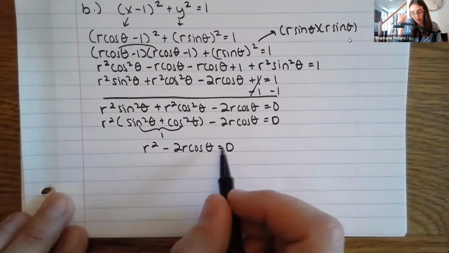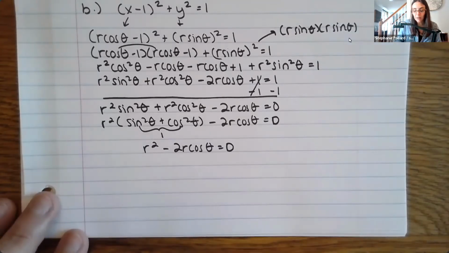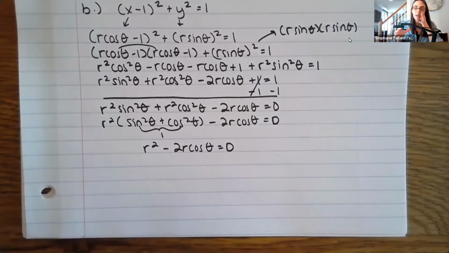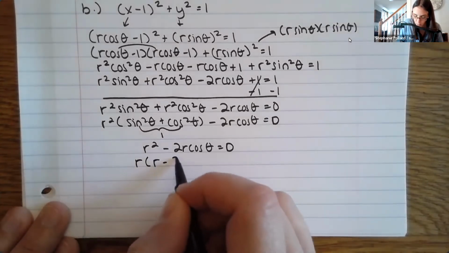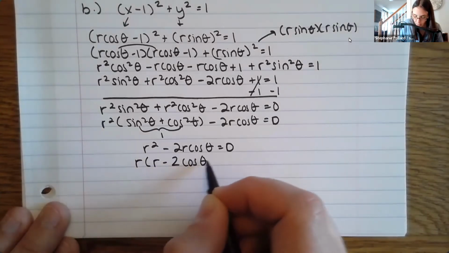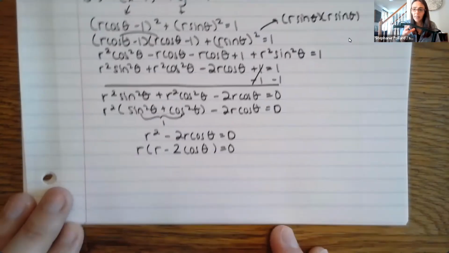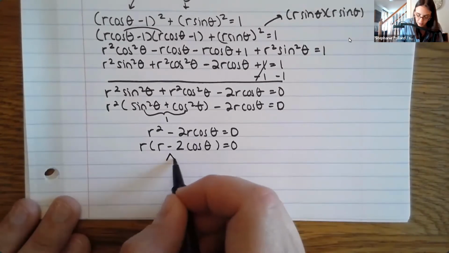Next, I do need to keep solving here. Because I have a square, you want to think about quadratics. Usually, in most cases, we like that right side to be 0. So I'm going to try to leave that. I'm going to instead factor out an r here. So then I have r times the quantity r minus 2 cosine theta equals 0. And then now I have 2 factors, so I can set each factor equal to 0.